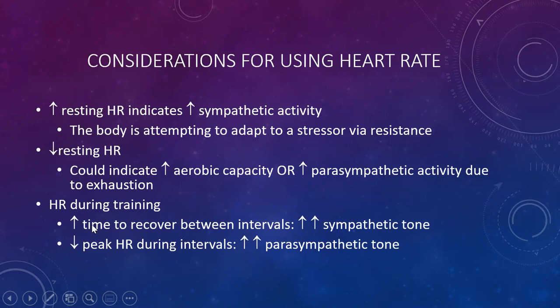Now, the other thing we look at with heart rate is, if I program an athlete to hit 170 during their intervals, and as hard as they go, they can only hit 150, that's going to be an indicator that my parasympathetic tone is very elevated and my body is going to be in that forced resting phase. My body is going to be heading toward exhaustion very, very quick, or it's in exhaustion now. So looking at heart rate during training is going to be a great way to identify sympathetic and parasympathetic tone.